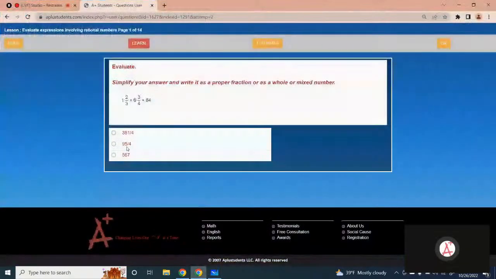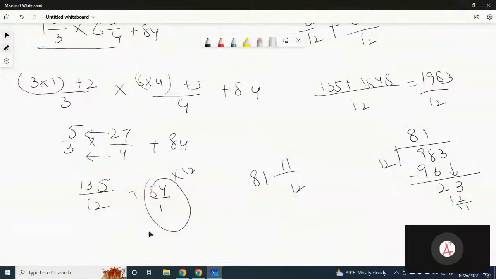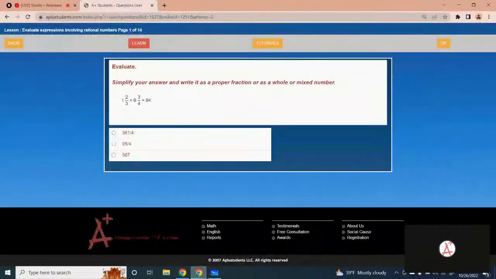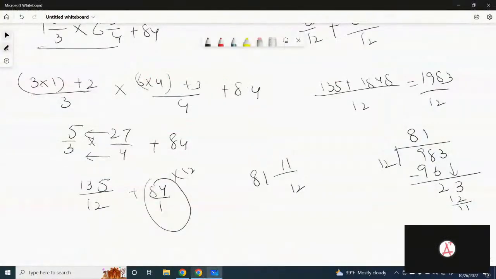So just select the correct option. We don't have any option. 4 times 6 is 24. 27 over 4. You have to multiply them. So 27 times 5 is, let me just confirm. 27 times 5 is 135. So why the answer is different? Let me just confirm, just 1 minute.